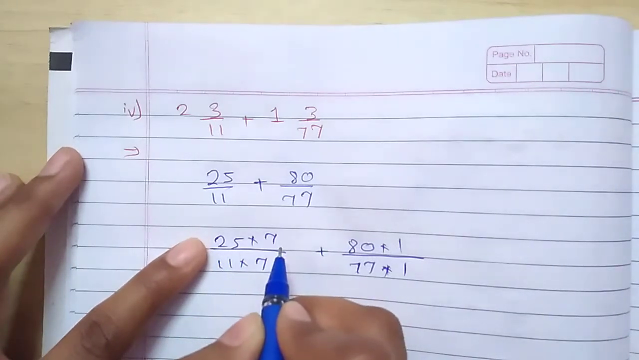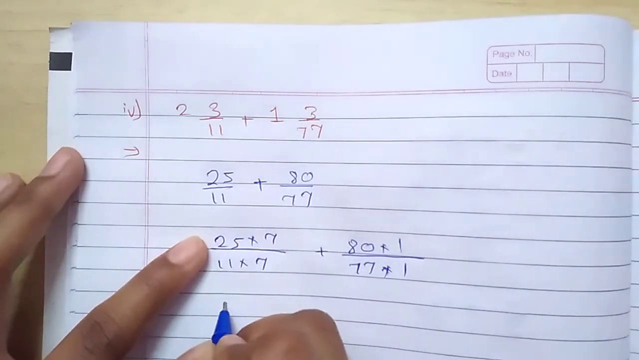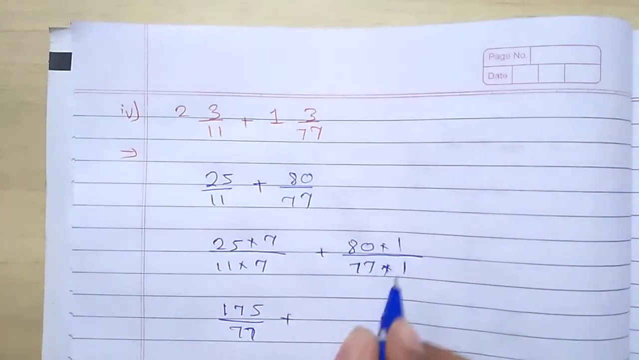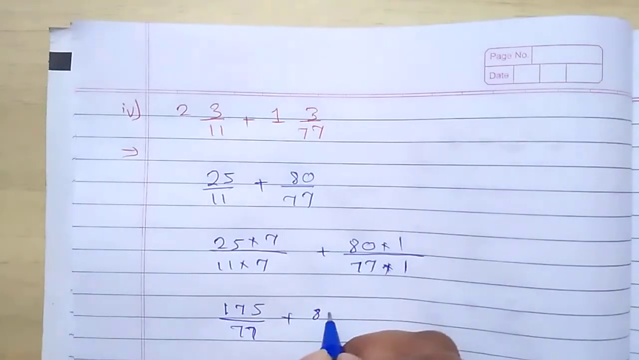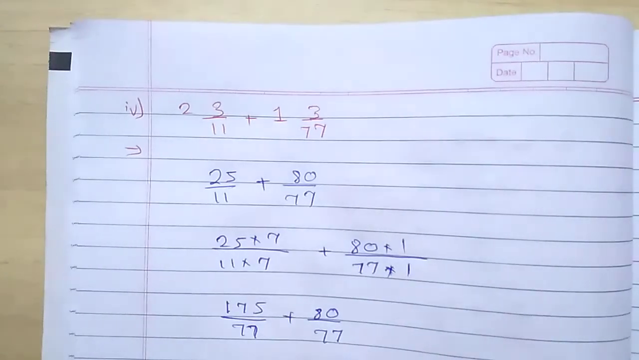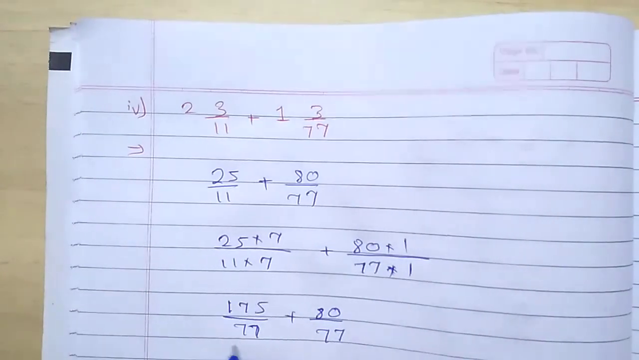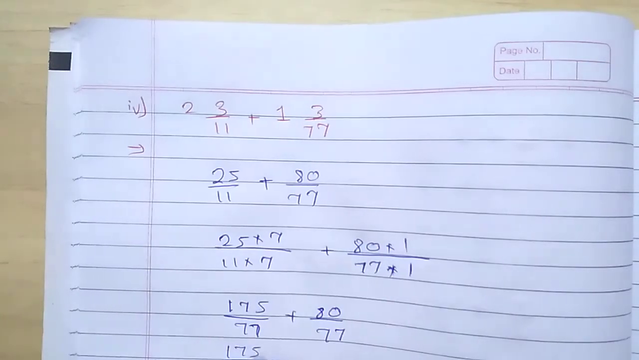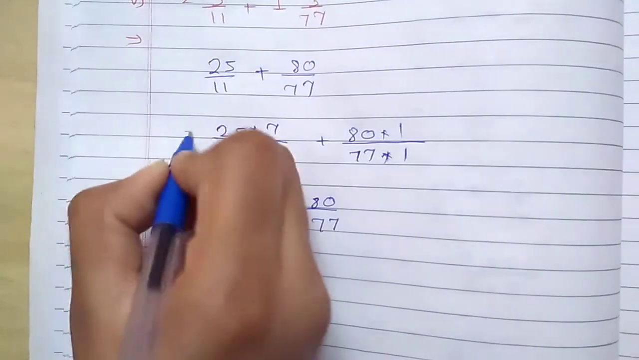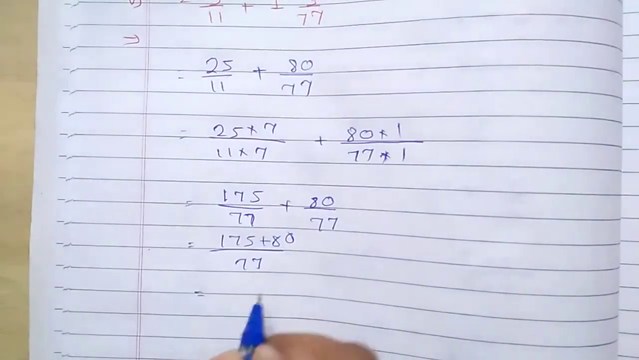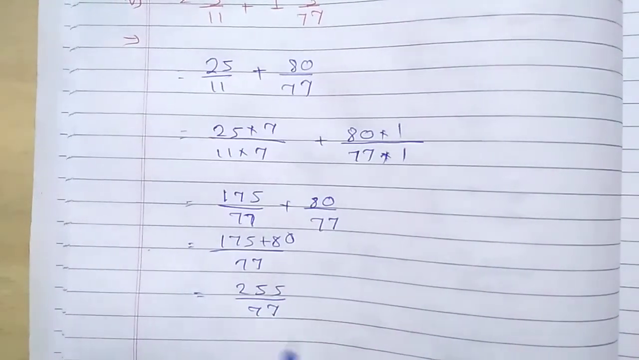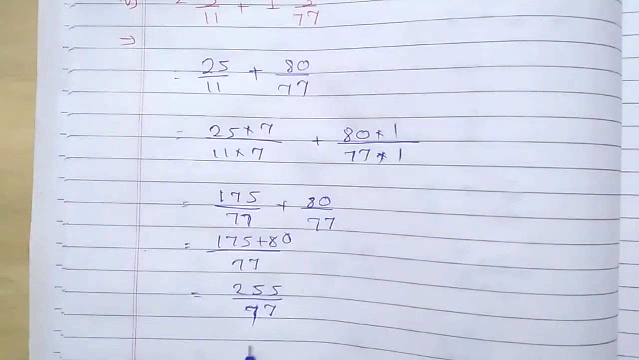25 into 7 will get 175 upon 77 plus 80 into 1, 80. 77 into 1, 77. Both denominator common, take here. Add this both. 175 plus 80. Write here equal to. Then you will get 255 upon 77. This also you all can write here.